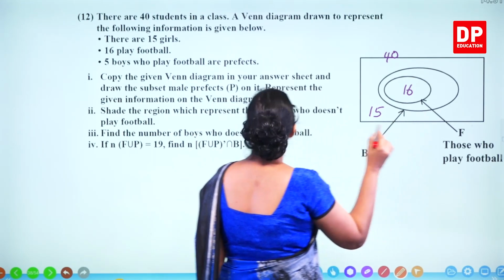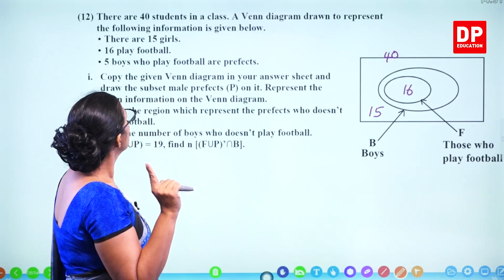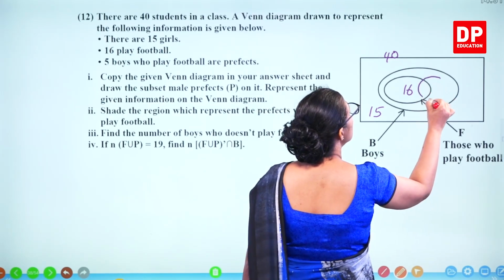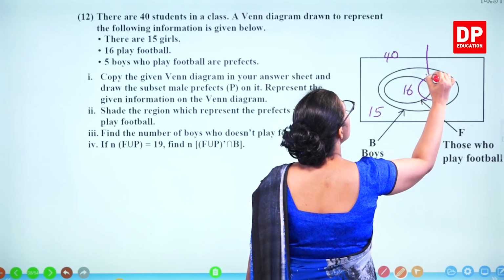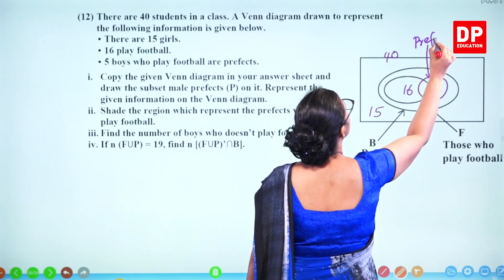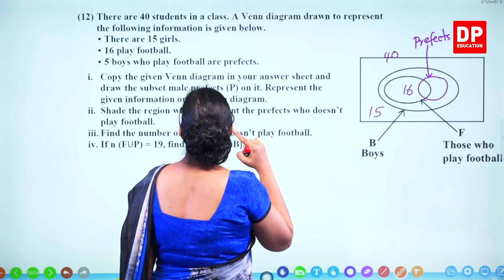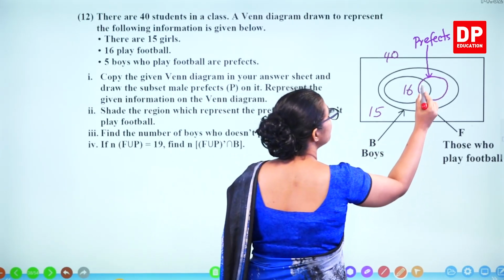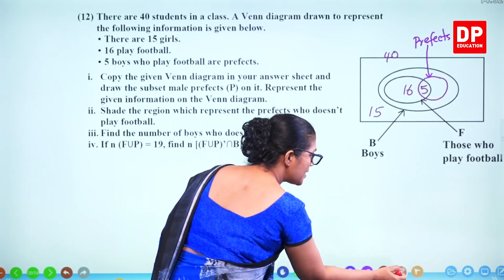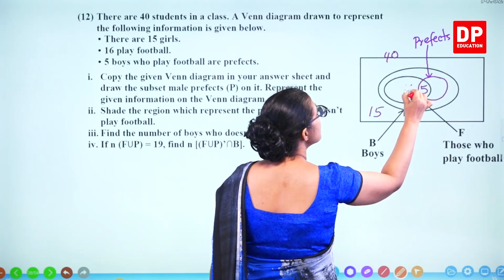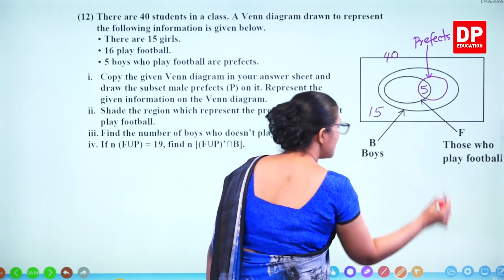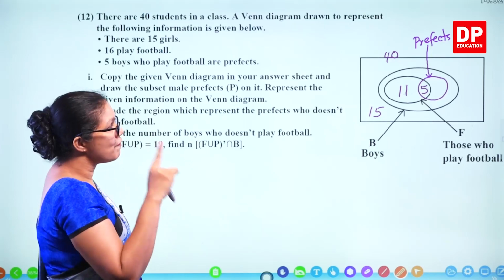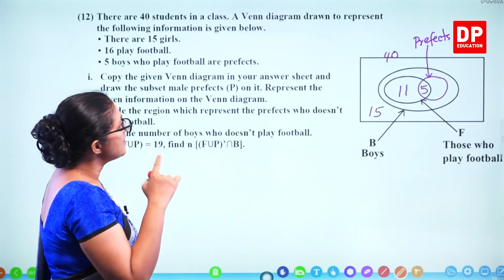So here we need to draw another set, that's prefects. We can draw another set like this and label it prefects. So altogether how many prefects? 5 boys who play football are prefects. Here this is 5. Then you can't write 16 there. So this is not 16 then. 16 minus 5, you get 11. So this becomes 11. The whole circle is 16 but 5 is in the intersection, so 11 is there.